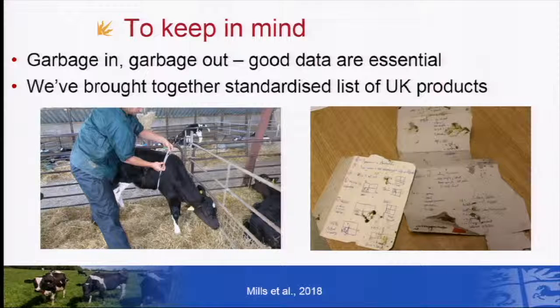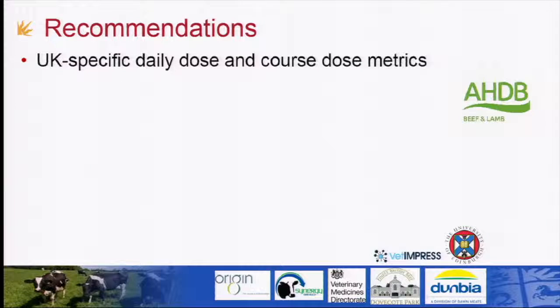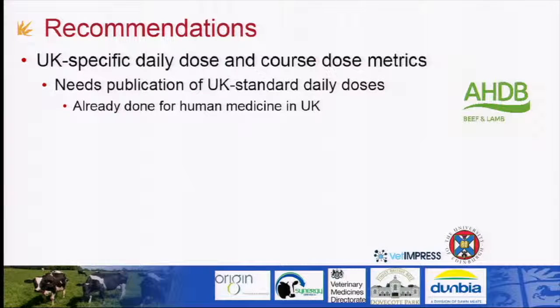So it's important to know what products are out there that you maybe never knew, never heard of, and maybe is being used off license by veterinarians, and to be able to consider those as well. So we did recommend that the UK establishes specific daily dose and daily course dose metrics for that country. And this needs things like publication of the standard daily doses. So again, what's on the data sheet, is that freely available? How do we know? That's been done for human medicine in the UK, and they use daily doses for human medicine. So can we do the same for animals?